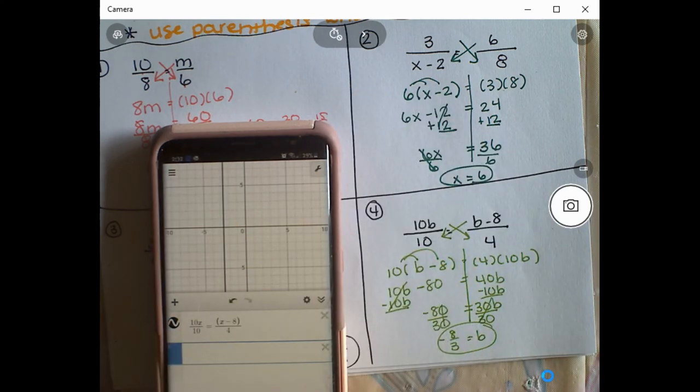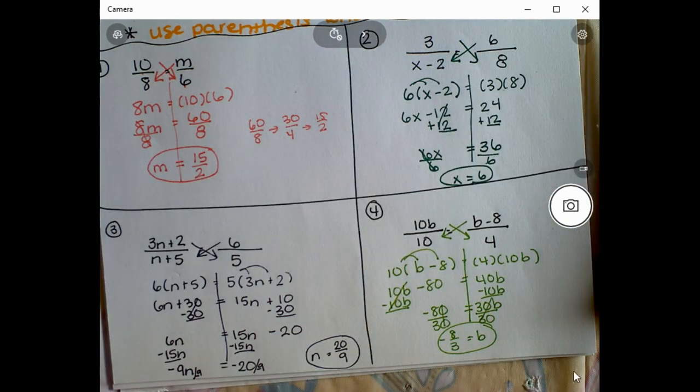Let's check it this way. X equals negative 8 over 3. And you can see they are the same. All right, so that's how you solve proportions.